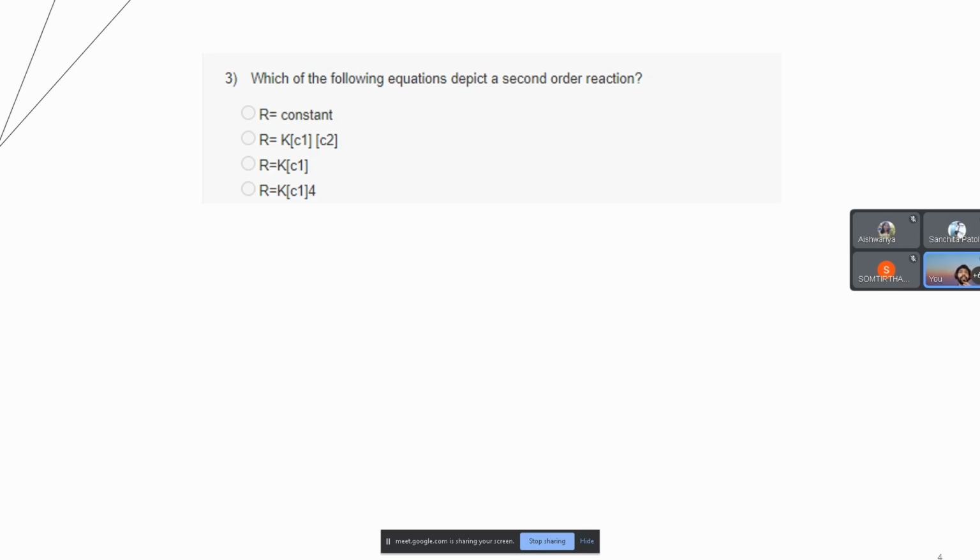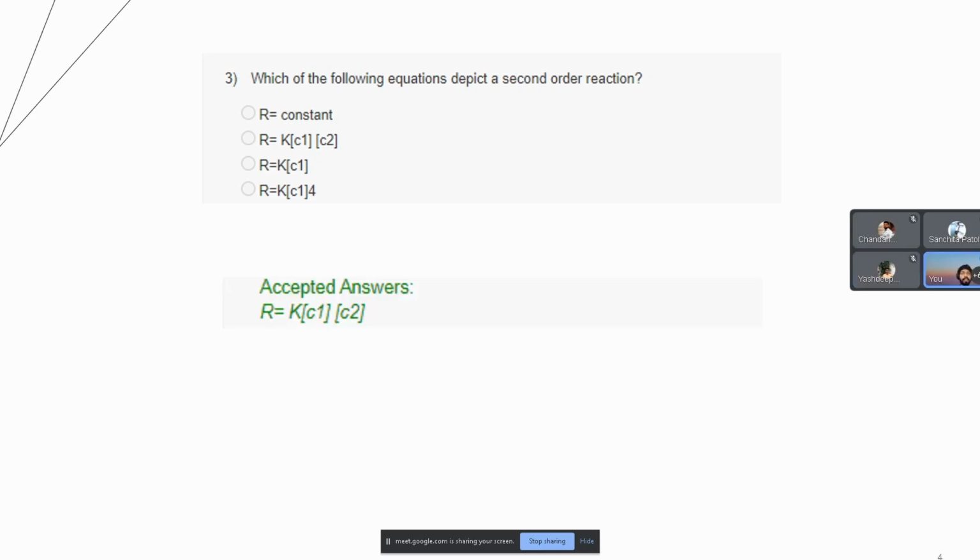Anyways, which of the following equations depict a second order reaction? Have you guys had the opportunity to look at what first order reactions and second order reactions are? Yeah, we have. The second one is the correct answer. Option two. Everyone agrees? Yes, sir.